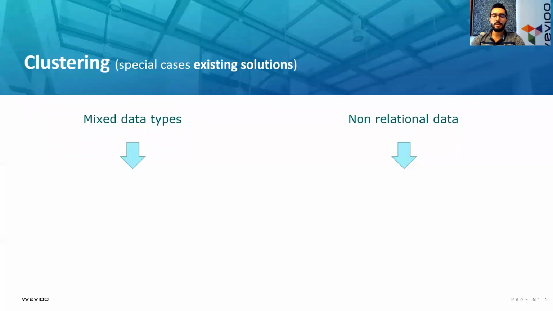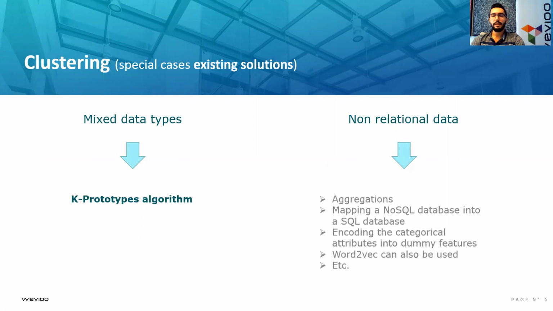So the possible solutions for these use cases are, for mixed data types, we might use the K-prototypes algorithm. For the non-relational data with multi-valued attributes, we might use aggregations, like using the mean, the max, or the minimum of the continuous labels, or the mode of categorical labels. Also, we might use the mapping of a NoSQL database into a SQL database, which is not a good solution actually. And we also can encode the categorical attributes into dummy features. And this will create a high dimensional space, so we're going to be using PCA, for example, to reduce the dimensionality.